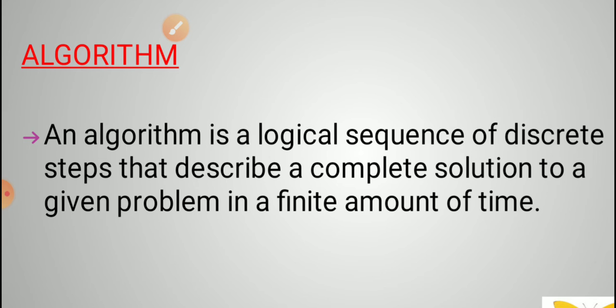How to solve it? This is step 1, that is, the problem is adding the numbers. Step 2, receive the numbers which are to be added. Step 3, add the two numbers, A plus B. Step 4, store its result into another place, that is, variable C equals A plus B. And step 5, print or display the result on screen, that is, print C. Got it? So these steps are called an algorithm.